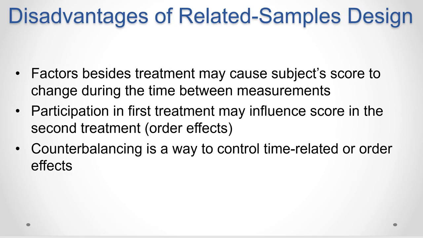The disadvantages of related samples design are as follows. There might be factors other than the treatment that causes participants' scores to change during the time between measurements. Participation in the first treatment could influence scores in the second treatment, what we call order effects. However, counterbalancing is a way to control time-related or order effects.